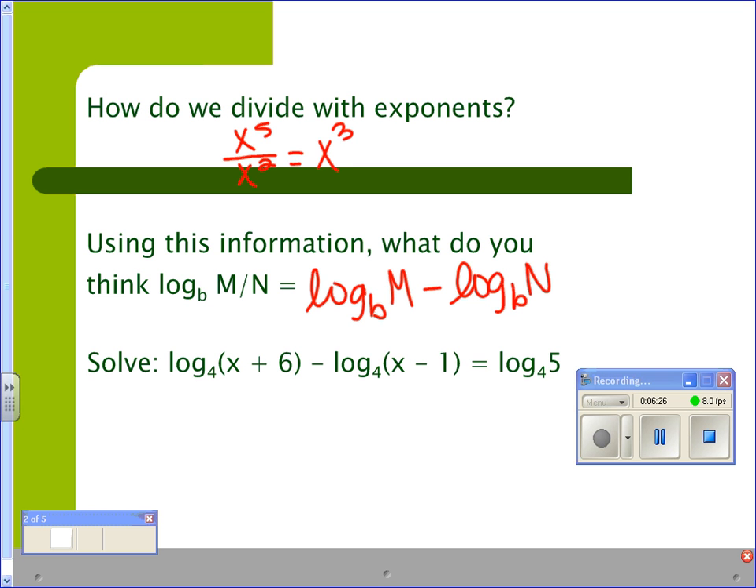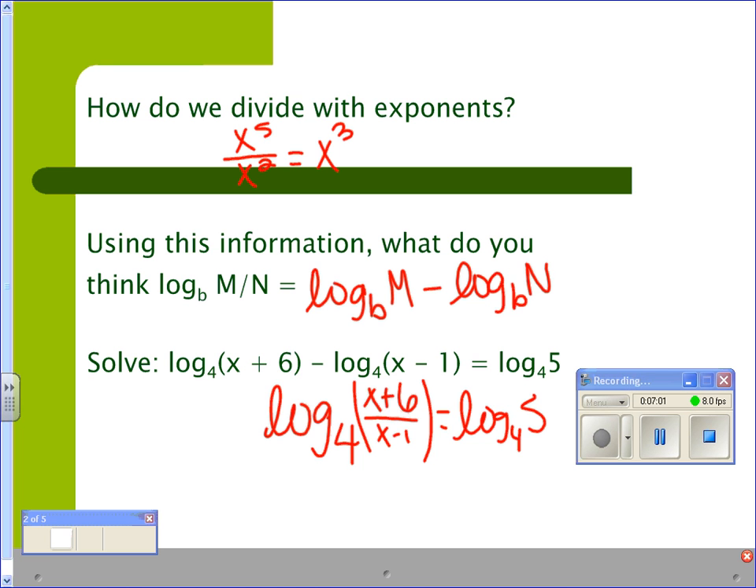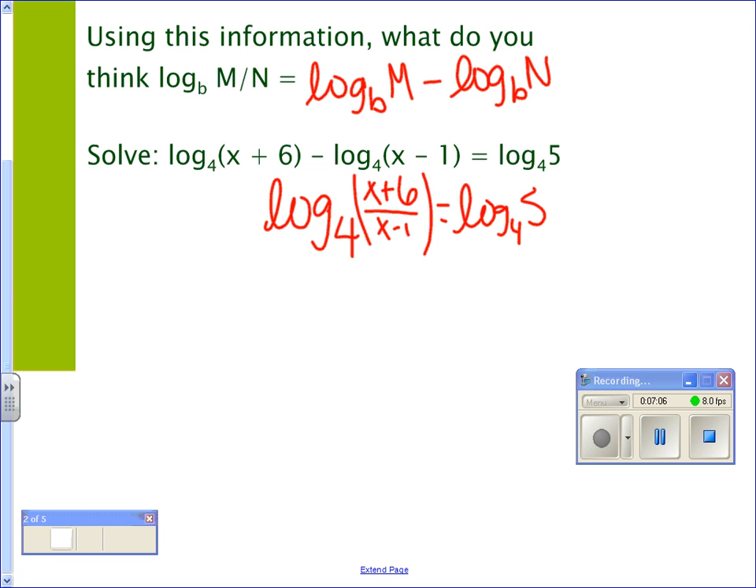What would we do first on this kind of problem? Combine these two, put them together. So make it log base 4 of what? x plus 6 divided by x minus 1. All of that is now your argument. Does that make sense? And it would equal log base 4. Any questions how you get to that part?